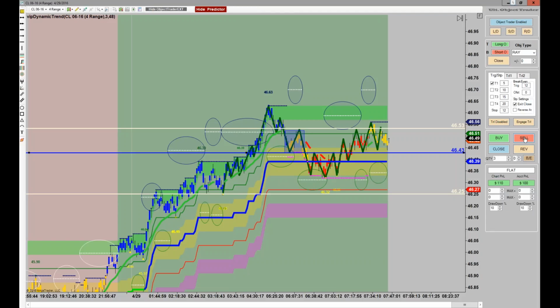Didn't get it. And I'm going to put a very, very tight stop on it. Because that's a lower high, and I expect it to go hopefully a little lower, at least to that mid band anyway. And that should be a 5 ticker.